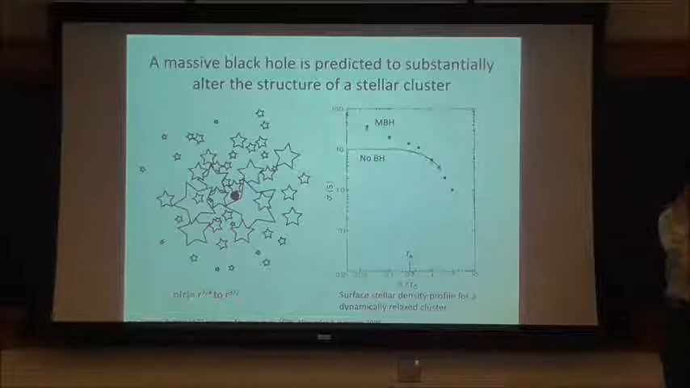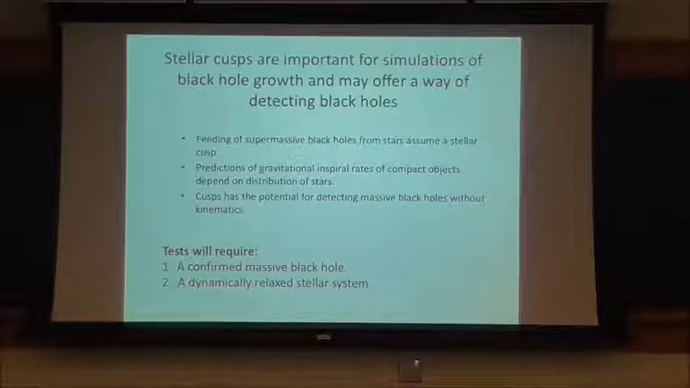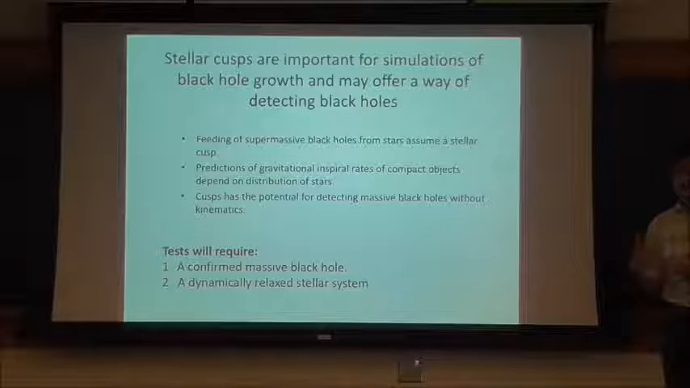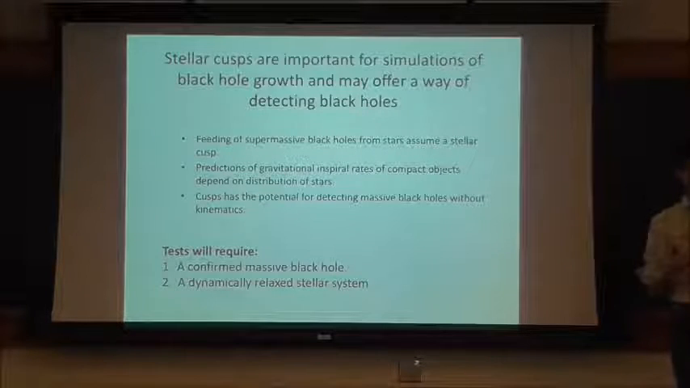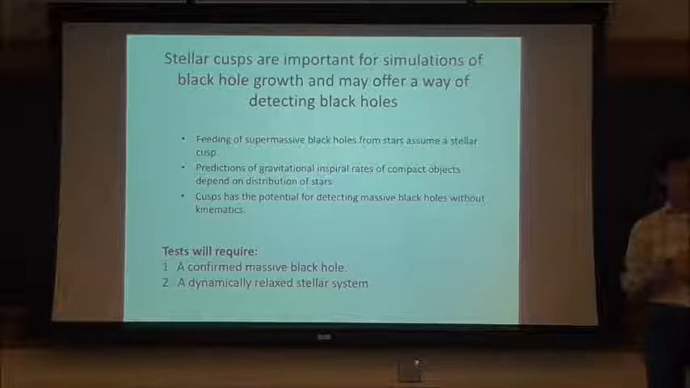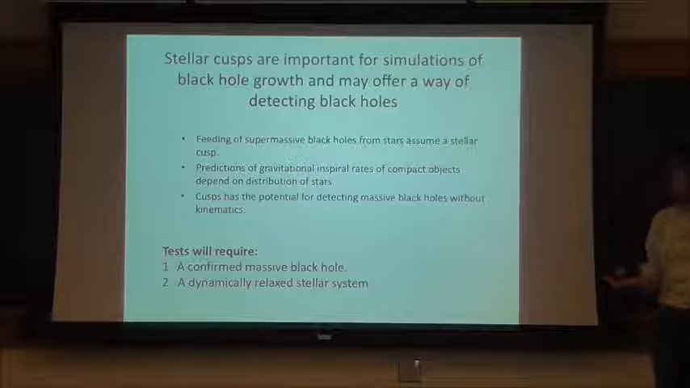Okay. So why do we care about whether this exists or not? One of the reasons is that a lot of simulations assume a Bahcall-Wolf slope when they simulate things around supermassive black holes, such as the feeding of supermassive black holes. Also, predictions from gravitational in-spiral often need background objects in-spiraling, and so you need a density of them.